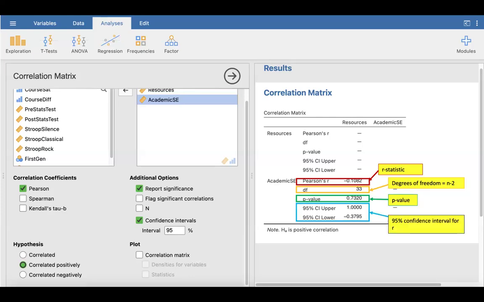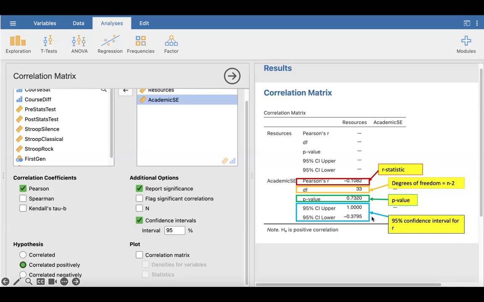And then we also have our confidence interval, and this is for R. So the confidence interval, I think the way to think about it is that we're talking about a range of likely values for the population around our value that we found. So we found an R value of negative 0.11. And so basically this is telling us that it's really likely that in the population, we would find a relationship between these variables of between negative 0.38 and positive 1, which is like all over the place.